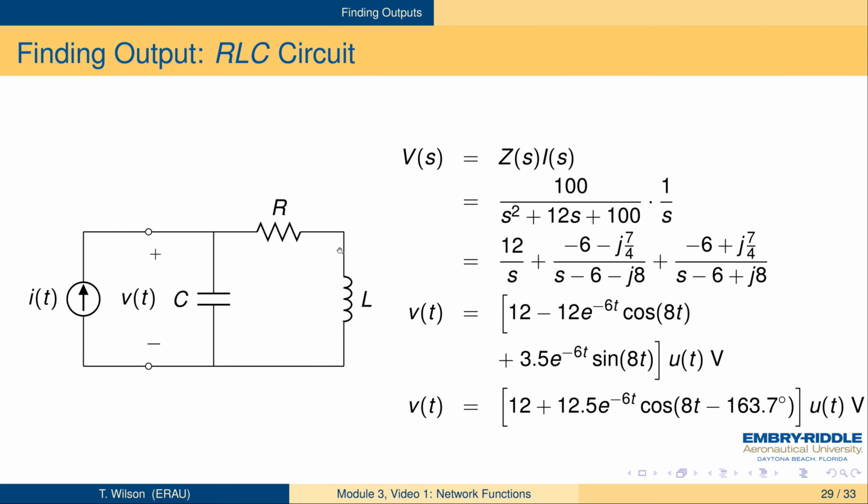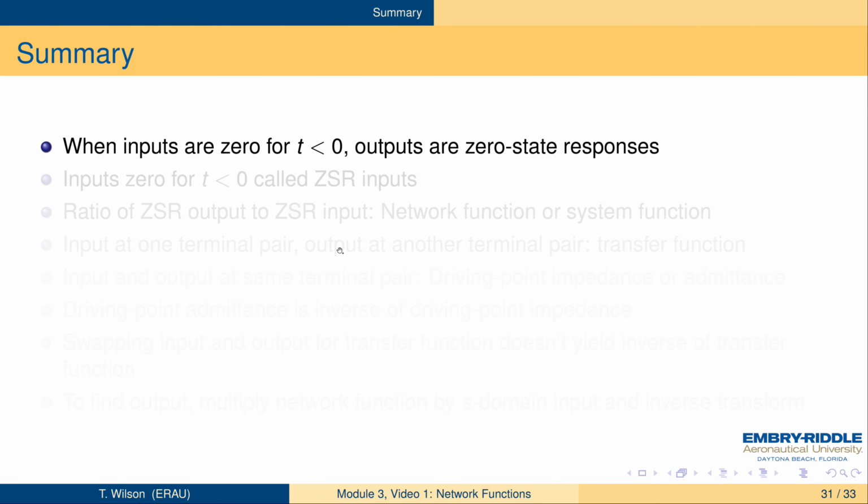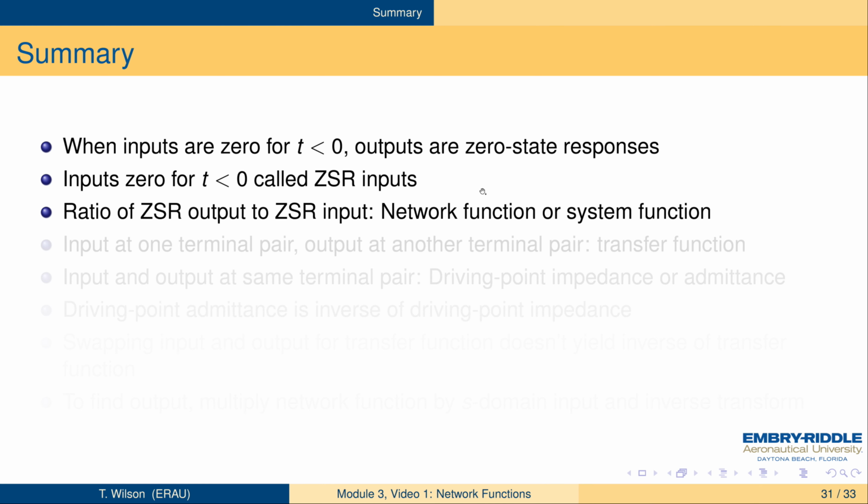So in summary, the inputs are 0 for t less than 0. We're going to get zero state responses. We call those kind of inputs that evoke zero state responses ZSR inputs. The ratio of the zero state response output to the zero state response input in the S domain is the network function or system function.